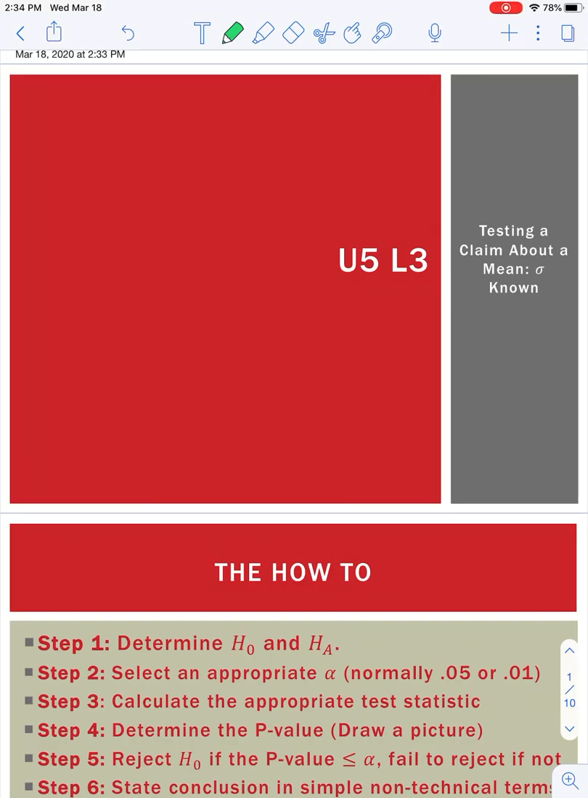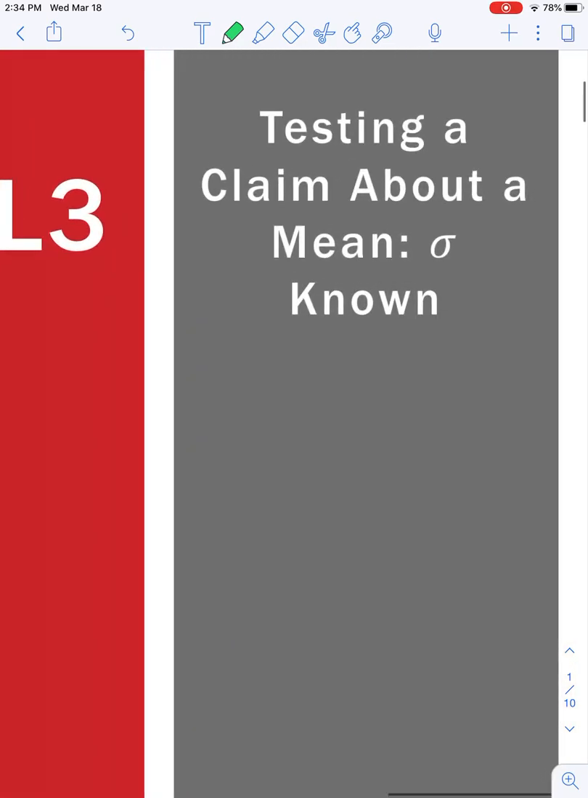All right, this is a video lesson for Unit 5, Lesson 3. What makes this lesson special is that we are going to know sigma. That doesn't sound like anything too special, but sigma is not always going to be known in the problems that we do. It's actually almost a little bit unrealistic to know it, but this is a really easy transition lesson for us. So that's the reason we're definitely going to do it.